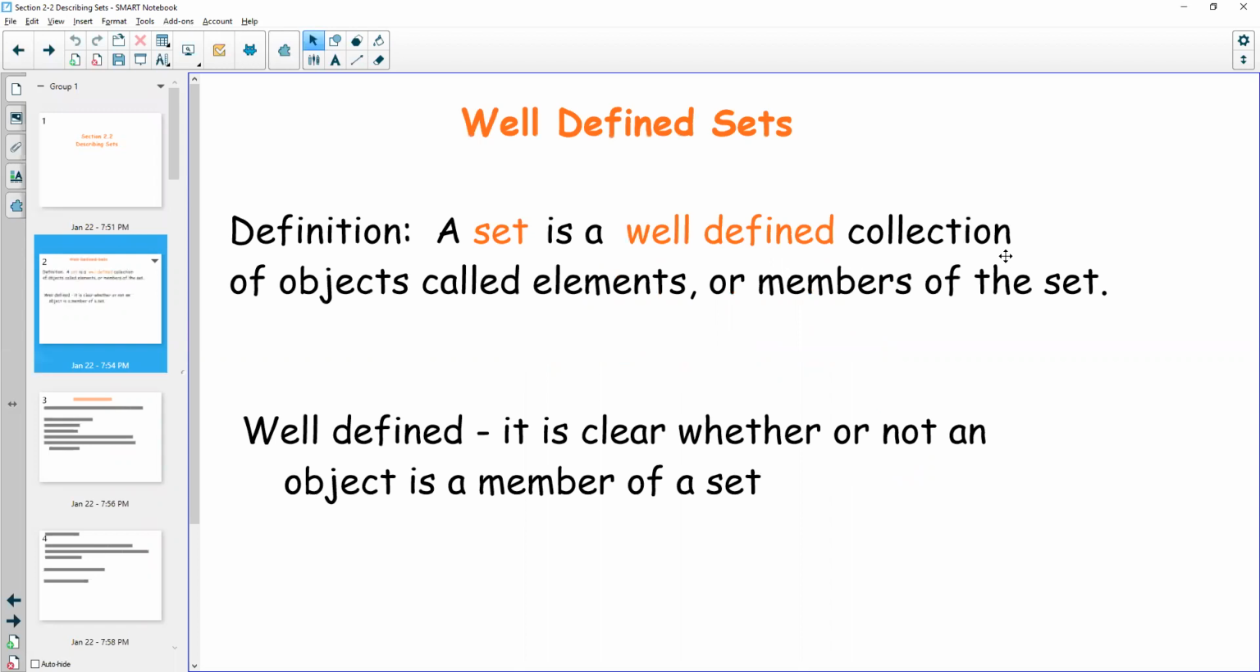Let's go. A set is a well-defined collection of objects, or elements, or members. They call them all different things. Usually you call them elements of a set, but you'll also see them called members. When we say well-defined, it has a mathematical definition. What it means is it's clear whether or not something is in a set. So there's a rule that says these are the kinds of things in there, or these are the kinds of things that are not, or you can actually see what's in it.